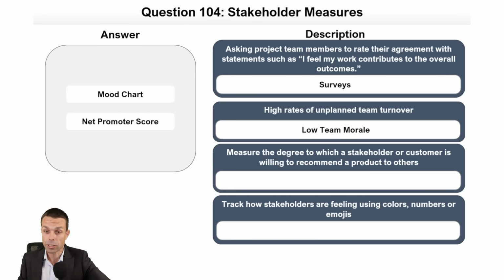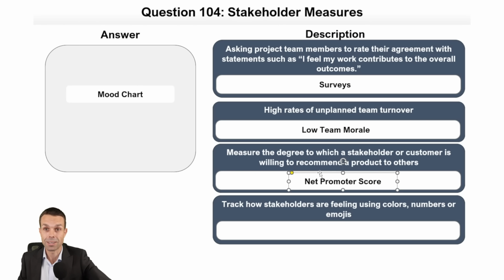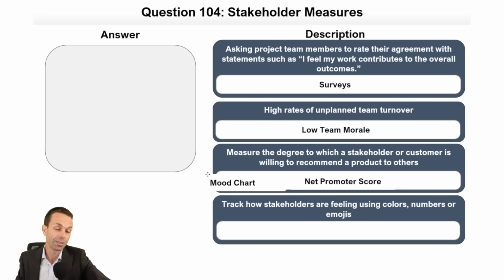Measuring the degree to which a stakeholder or customer is willing to recommend a project or a product to others, that's our Net Promoter Score. We ask, how likely would you be to recommend this to a friend on a scale of 1 to 10? And I think 7 to 10 or 8 to 10 are classified as promoters of the item, and 6 to 0 is a detractor, I think. So you can definitely check me on that one. But the idea is that we want more promoters than we have detractors for our product.